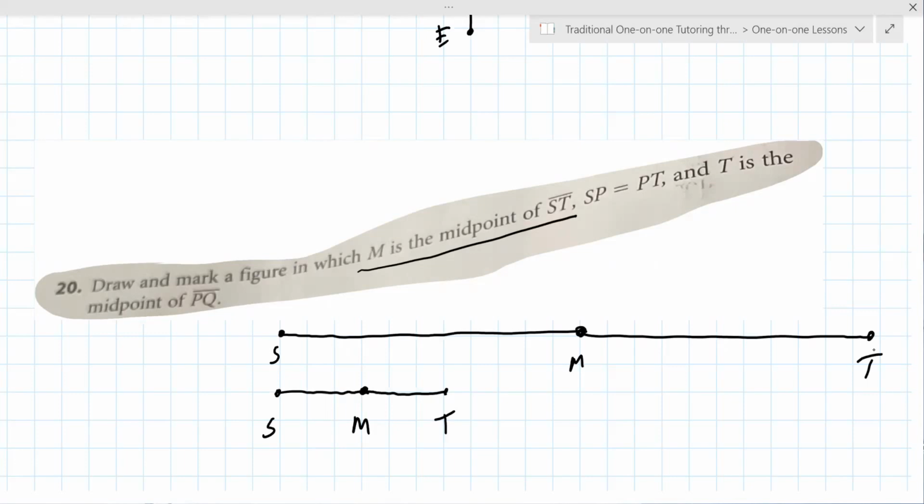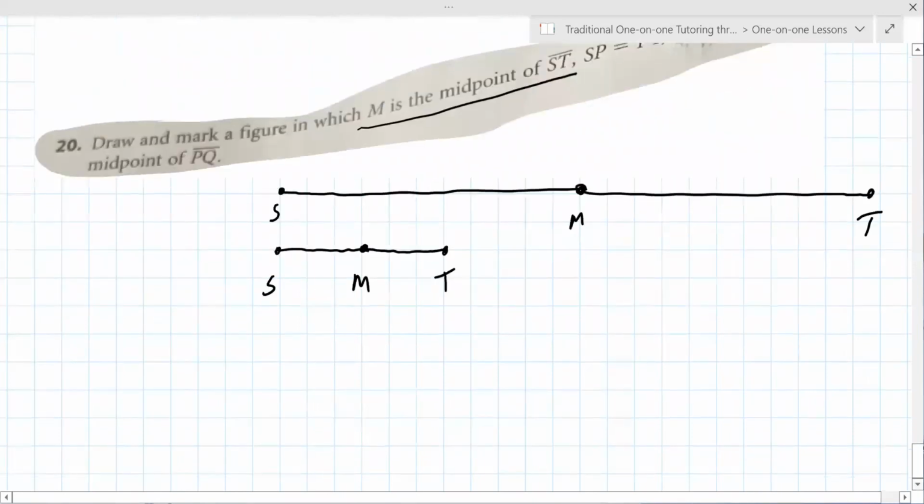So now SP has to equal PT. So wherever P is, okay, I'm sorry, this one's just more complicated than the rest. So SP has to equal PT. T is the midpoint of PQ. All right. So let's just say P is here for the moment. SP equals PT. Okay. Is that possible? Is that true? Does that look right?